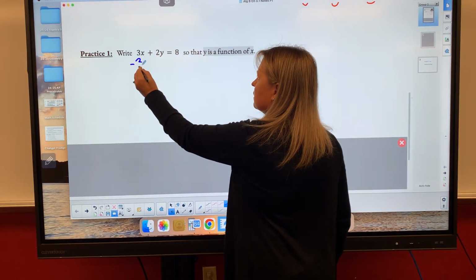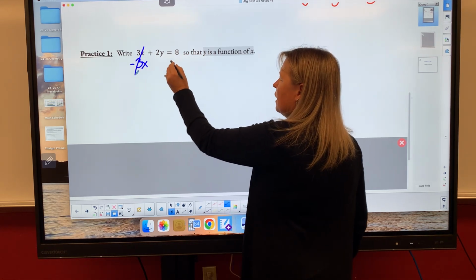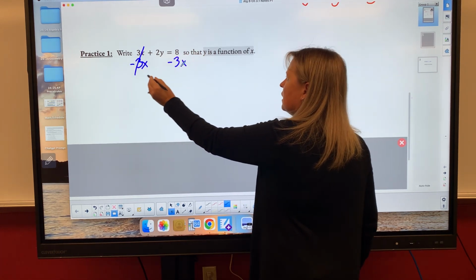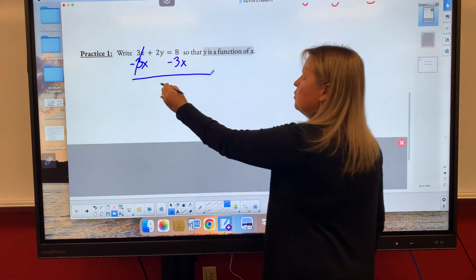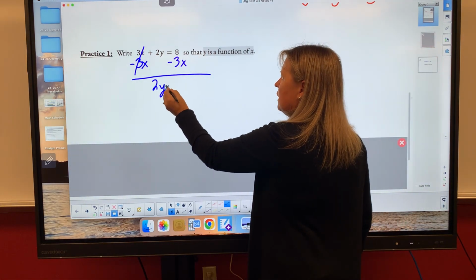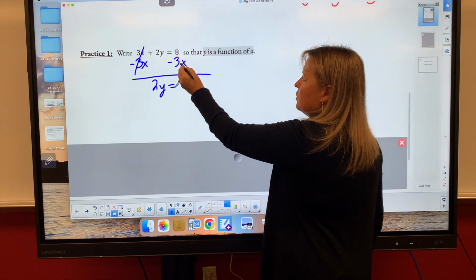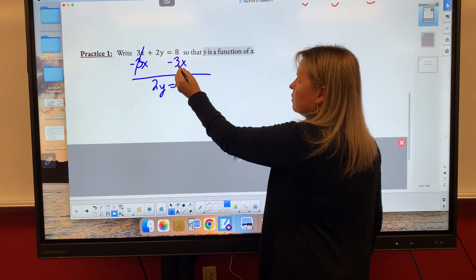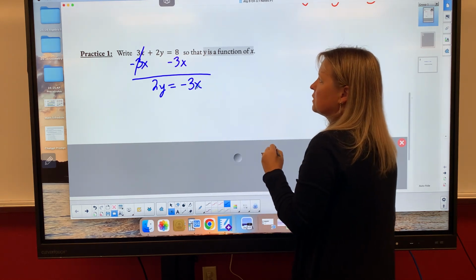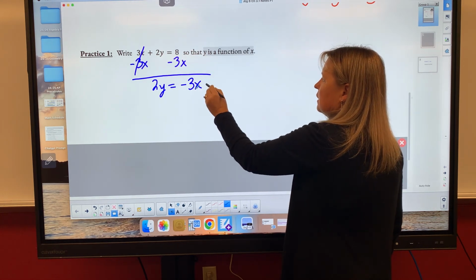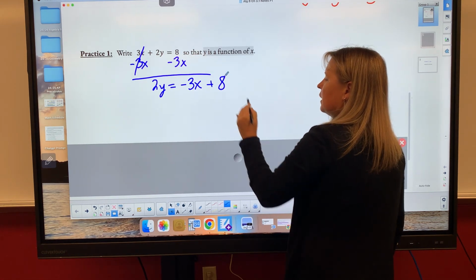Minus 3x from this side. Whatever you do to one side, you must do to the other. From there, we still have a 2y equals, step 2 said we are going to make sure that we write the negative 3x first. And then since the 8 again is positive, we'll write plus 8.